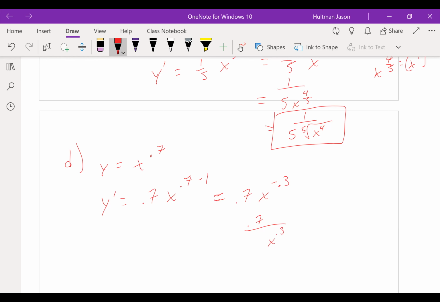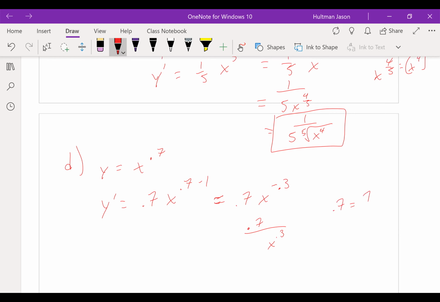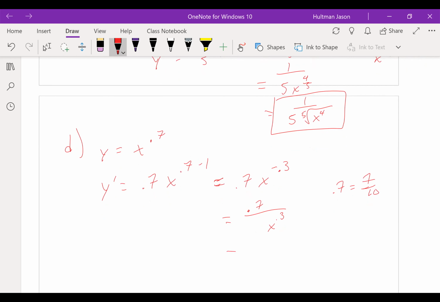I'm going to rewrite this a little bit nicer. I don't like having decimals and fractions together. And I know that 0.7 is the same as 7/10. So I'm going to write this just a little bit nicer and go 7 over 10 x to the 0.3. So just turn that decimal into a fraction because I already had a fraction bar.